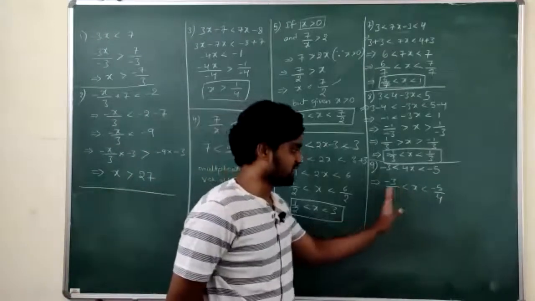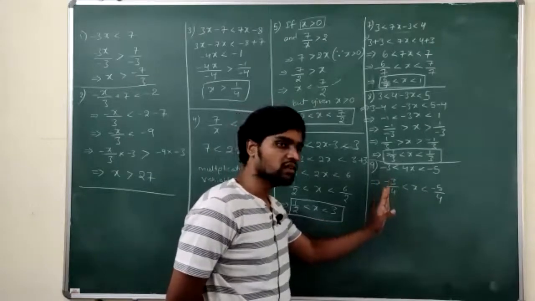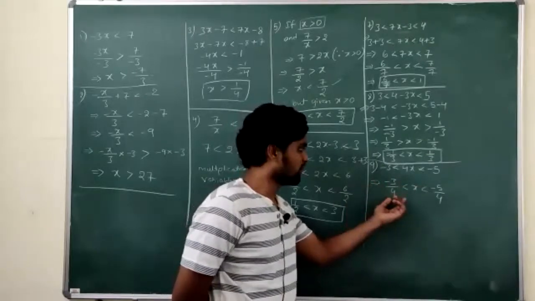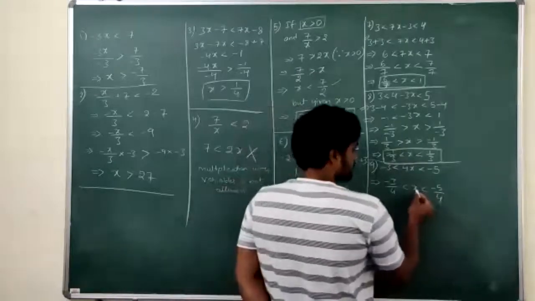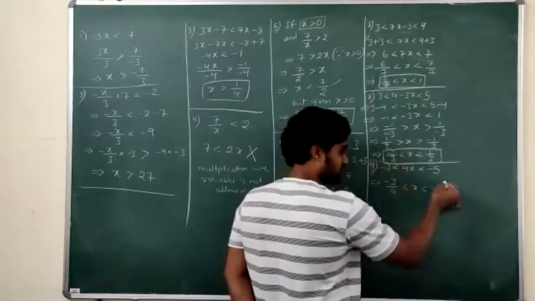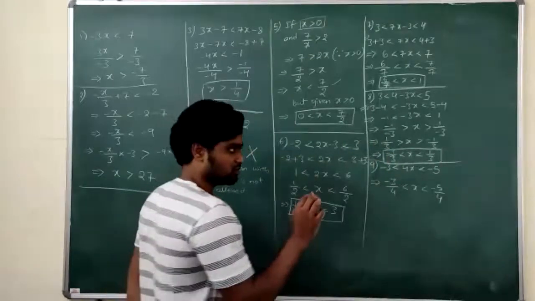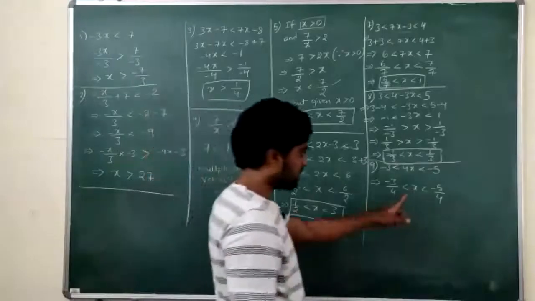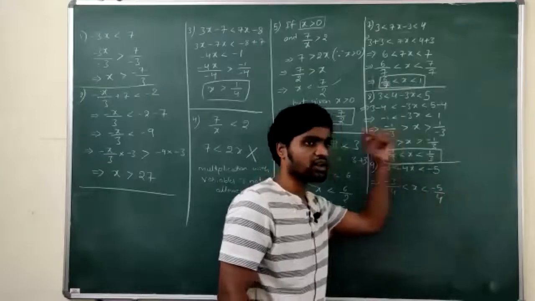So without the minus sign, 3 by 4 is smaller. But with minus sign, negative of smaller number is greater, no? So minus 3 by 4 is less than x less than minus 5 by 4. Now coming to this, x is greater than a bigger number but smaller than a smaller number. How is that possible?